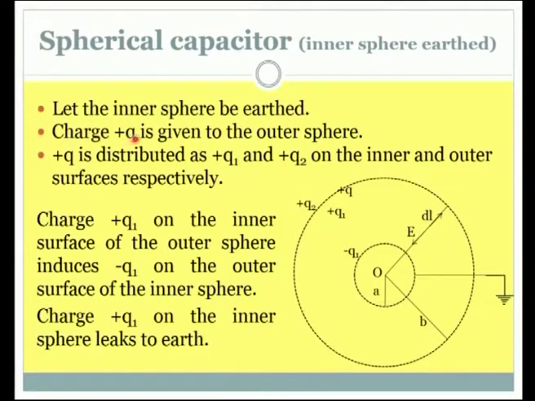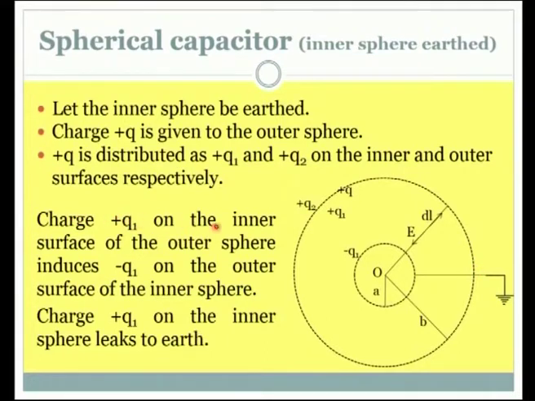Let the inner sphere be earthed, the charge plus q is given to the outer sphere, and plus q is distributed as plus q1 and q2 on the inner and outer surfaces respectively for the outer sphere, that we should keep in mind. Its total charge is q, inside it is plus q1, outside it is plus q2. So, q1 plus q2 will always yield q. Because of this plus q1, a minus q1 appears in the inner sphere due to induction, and as it is connected to the earth, the positive charge there is removed.